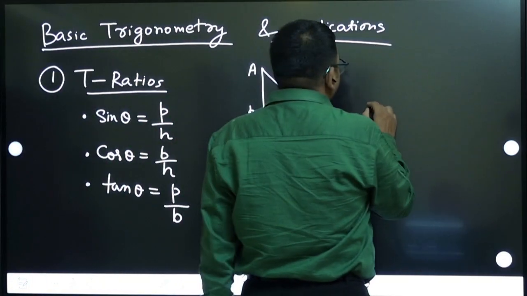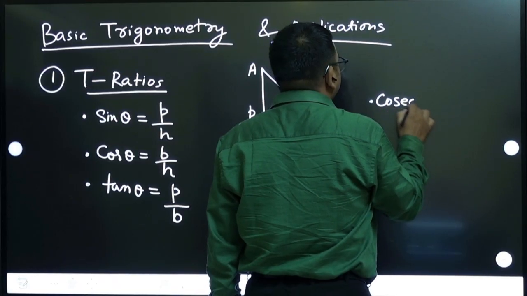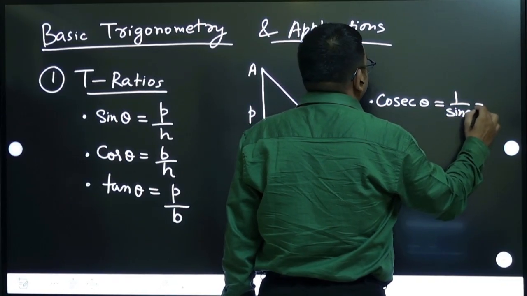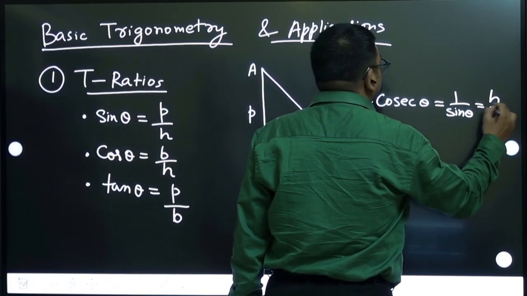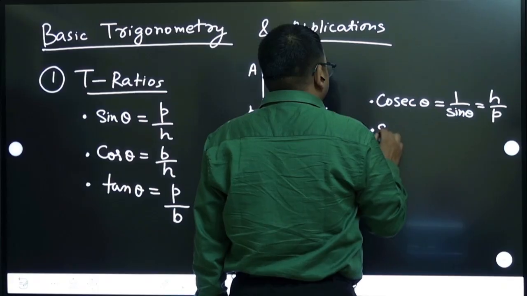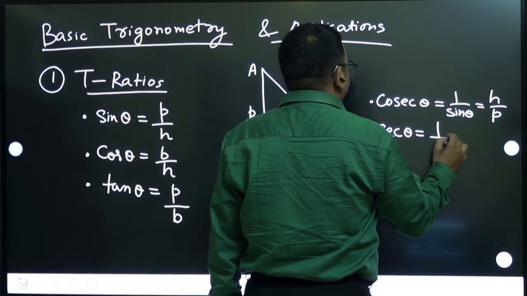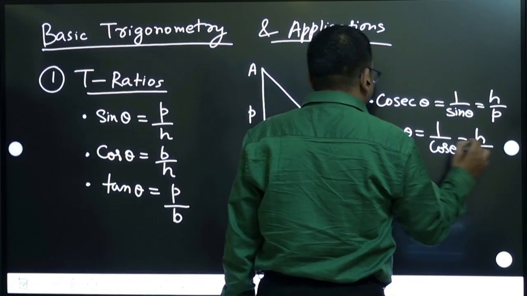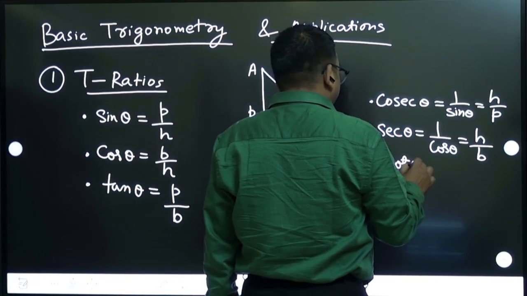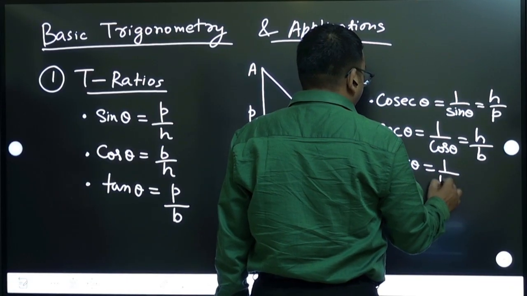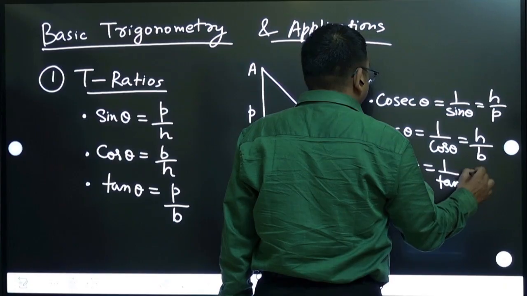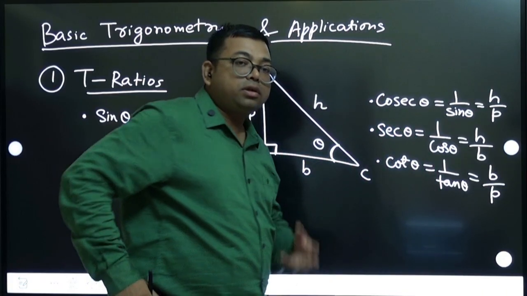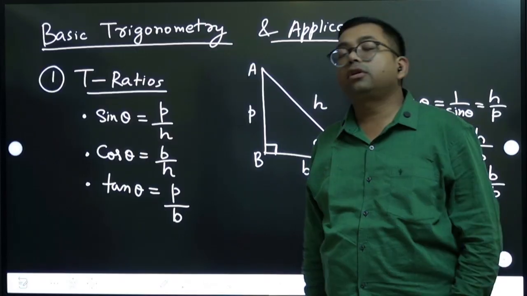For example, cosecant theta is 1 by sine theta, the reciprocal of that, which becomes hypotenuse by perpendicular. Then secant theta is 1 by cos theta, which is equal to hypotenuse by base, and cot theta is 1 by tan theta, the reciprocal of that, base by perpendicular. So these are the six trigonometric ratios, T ratios, which we should know.